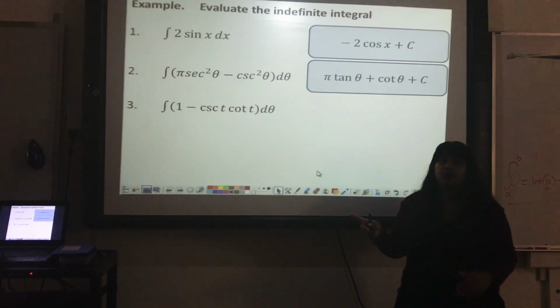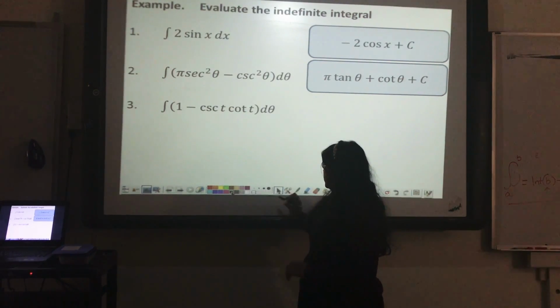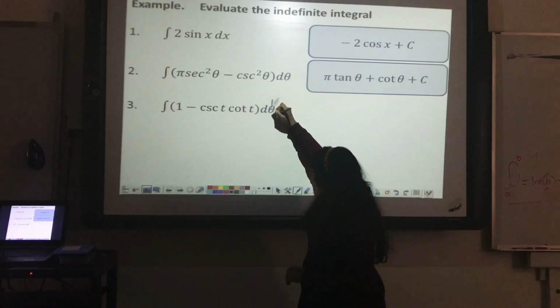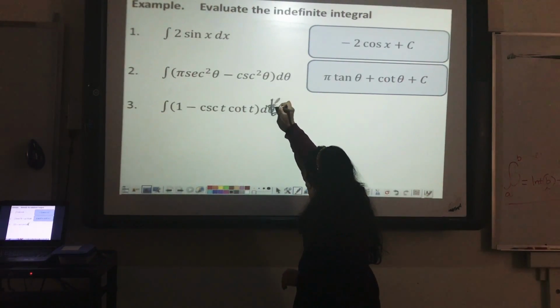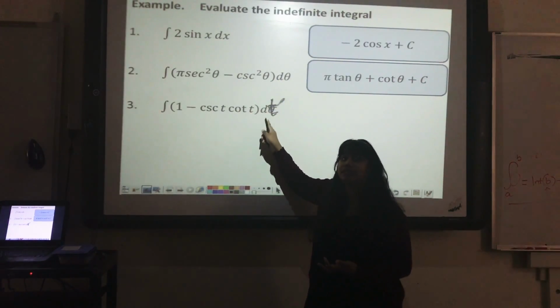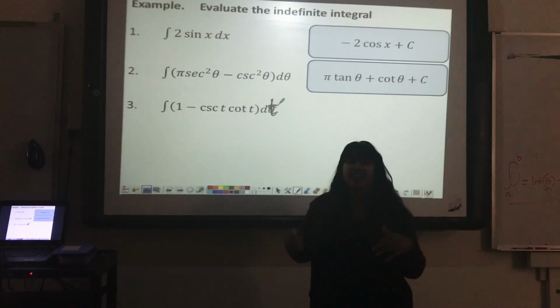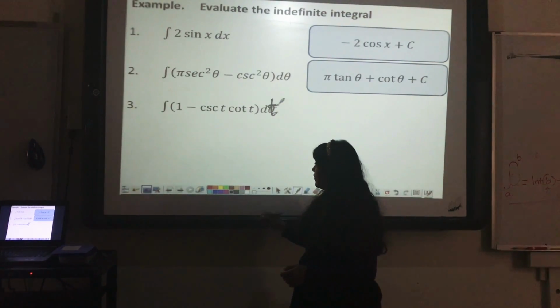Here's our next problem. We're going to do the integral of the quantity 1 minus cosecant t cotangent t. And this should be dt. There's a little typo on my screen. My variable should match the variable on the inside because I'm differentiating with respect to this variable.